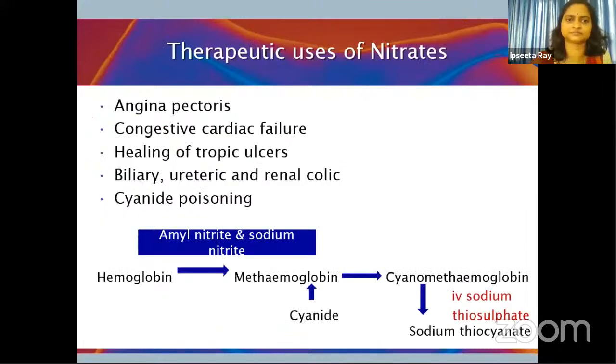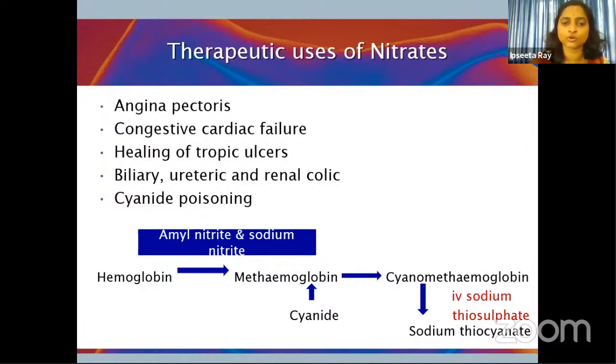Therapeutic uses of nitrates: for acute attack of angina pectoris, we have glyceryl trinitrate or isosorbide dinitrate. Isosorbide mononitrate and oral dinitrate are used for prophylaxis in all types of angina, whether it is stable angina, unstable angina, or variant angina. Because of its vasodilatory properties, IV nitroglycerin is used in the treatment of congestive cardiac failure. Again, for the healing of ulcers, vasodilatation is caused by these nitrates, so they help in the healing of trophic ulcers.